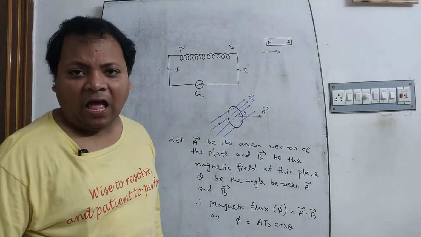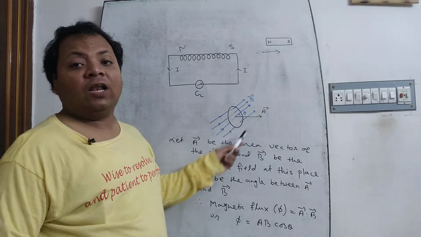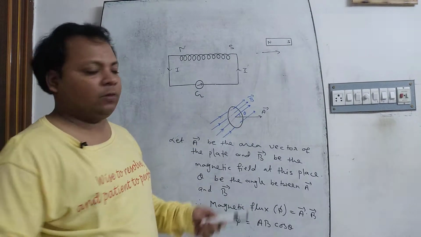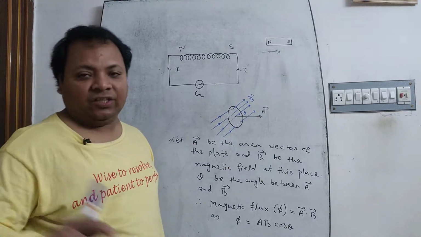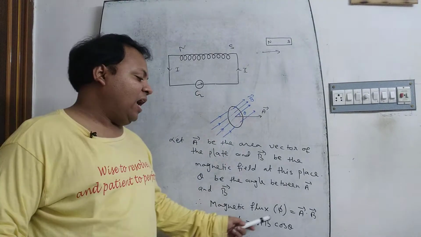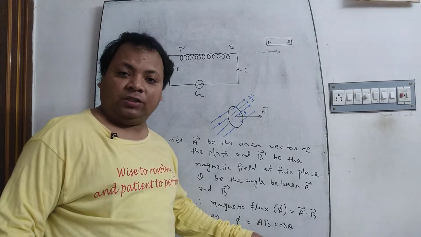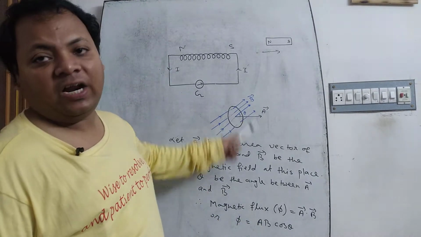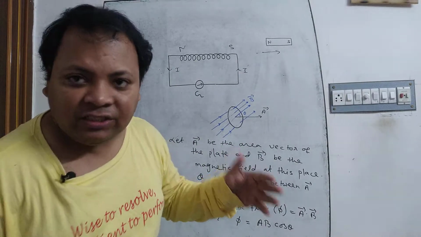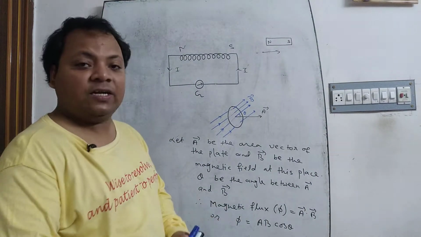This is a plate having area capital A. A is the area vector of this plate. The blue color denotes the magnetic lines of force of the magnetic field passing through the plate. B is the magnetic field strength at this place. Now, magnetic flux phi is equal to A vector dot B vector, or phi is equal to AB cos theta, where theta is the angle between A vector and B vector. The magnetic flux denotes the magnetic lines of force passing through the area in the normal direction. This is known as magnetic flux.